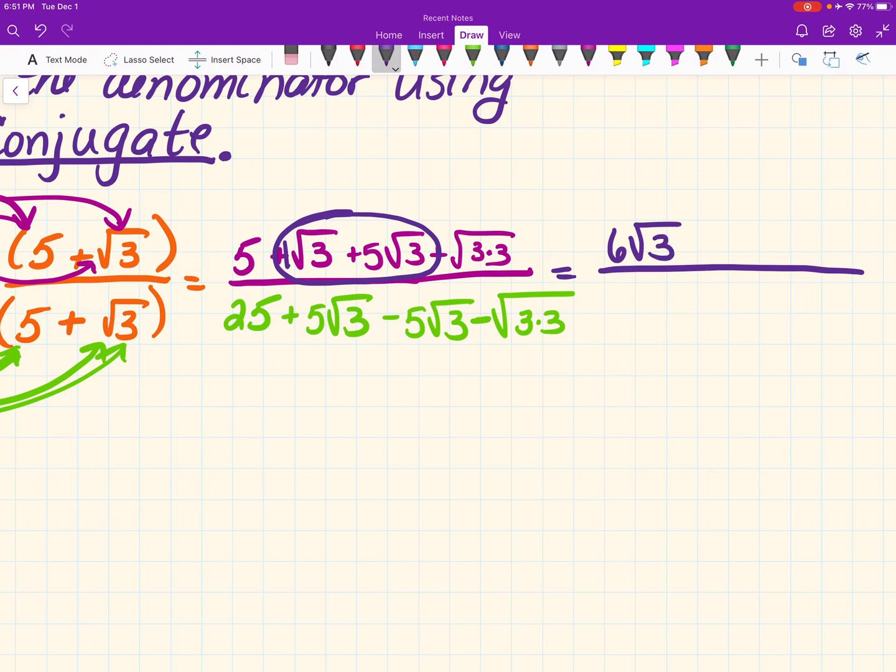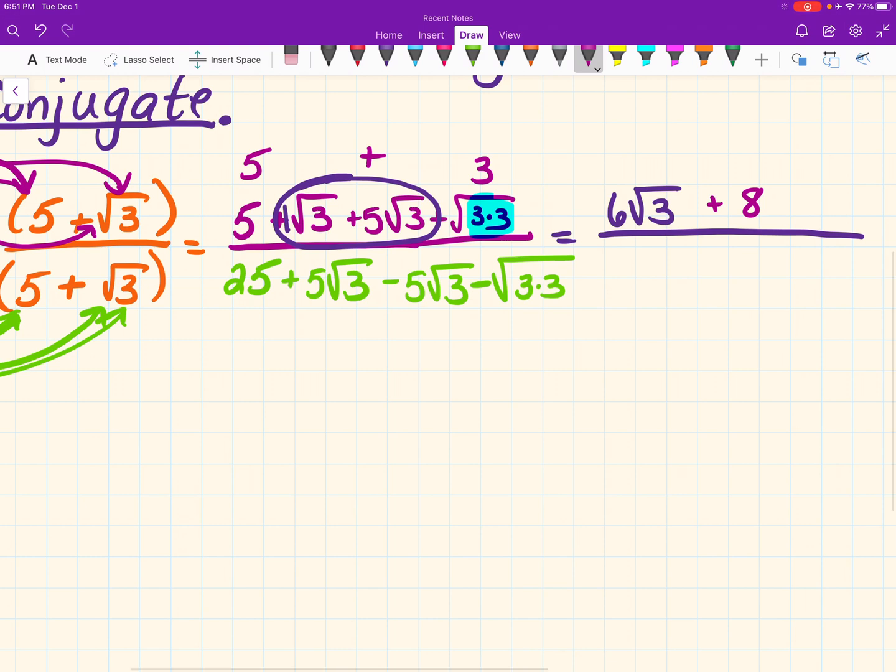Now look at this one here. This one can jailbreak. So what's the square root of 3 times 3? Well, that's really just 3. And then we still had our 5 over here. So 5 plus 3 is 8. Okay, that's our numerator. Look what happens to our denominator.